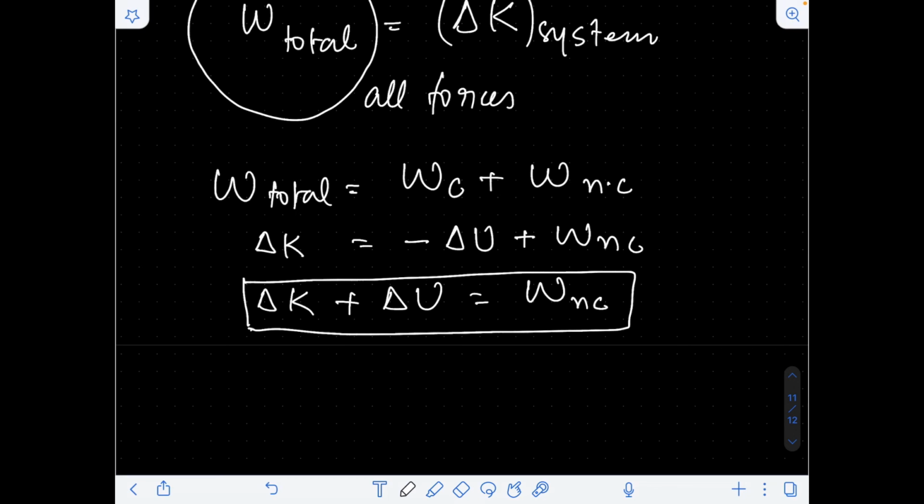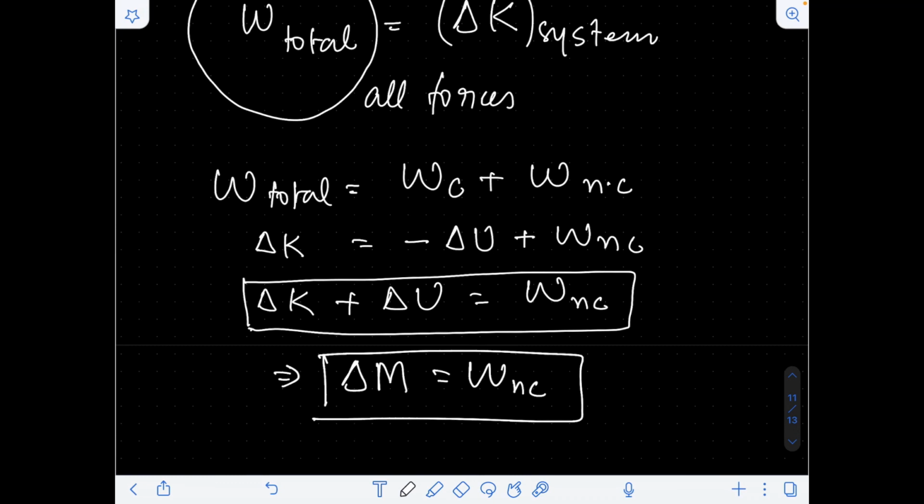Okay, so delta K plus delta U is nothing but delta M, as kinetic energy plus potential energy is equal to mechanical energy. It means that the change in kinetic energy plus the change in potential energy is nothing but the change in mechanical energy. So the work done by the non-conservative forces is equal to the change in the mechanical energy of the system. It is very important, we should keep in mind this statement.